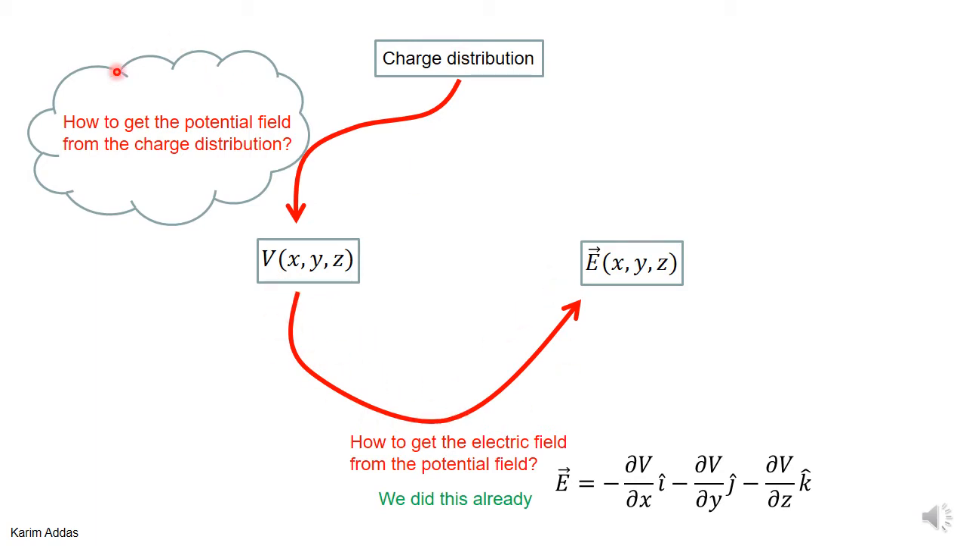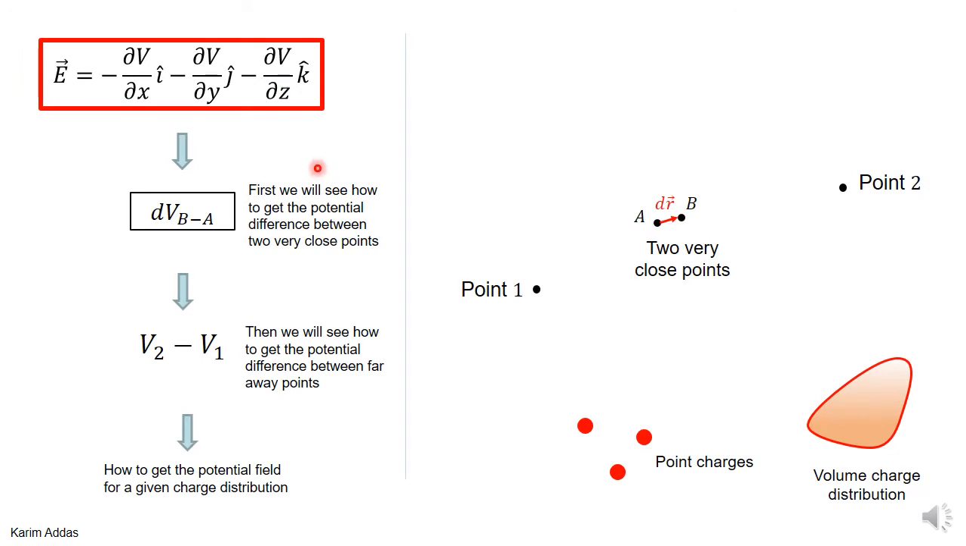So now we want to attack this point and see how we can get the potential when you know the charge distribution. It's going to take a while for us to do this completely, so it'll take a few steps. The first step: here there's a charge distribution in space, and there are two very close points right next to each other, separated by a differential vector dr. How do we get the difference in potential between these 2 points that are very close? This is going to be our first subject.